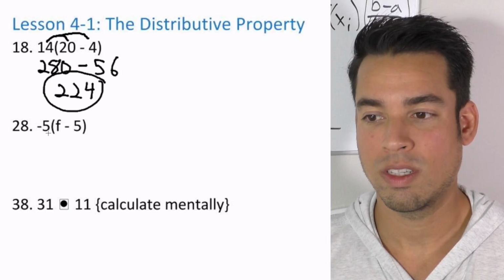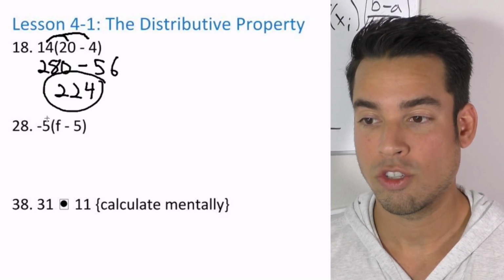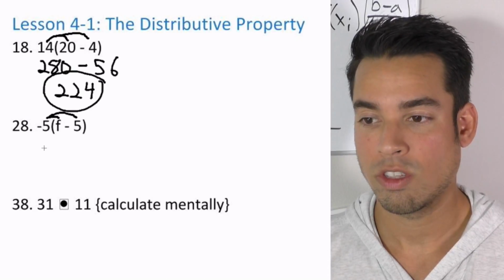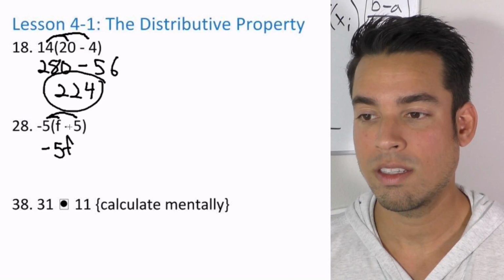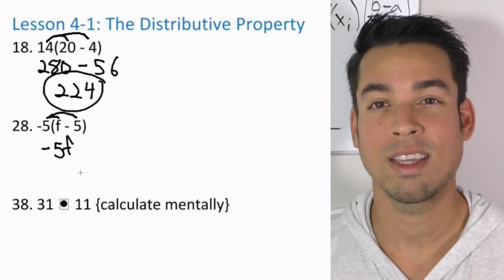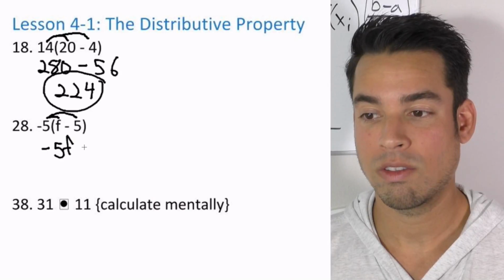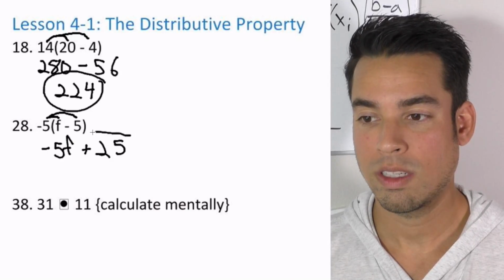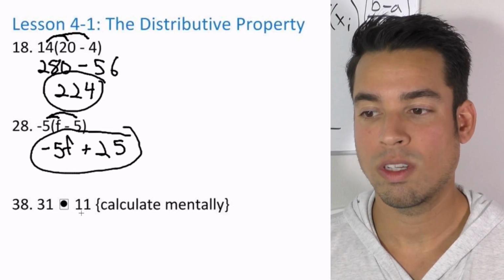Now we come to negative 5 times f minus 5. Again, distribution. We're going to just jump over these parentheses like so. So this becomes negative 5f. And by the way, this is a subtraction of a 5, which is just like a negative 5 plus negative 5. So that negative 5 times another negative 5 makes a positive 25.